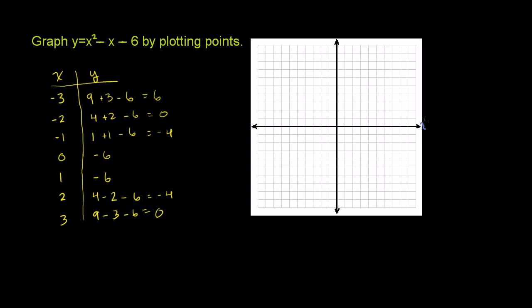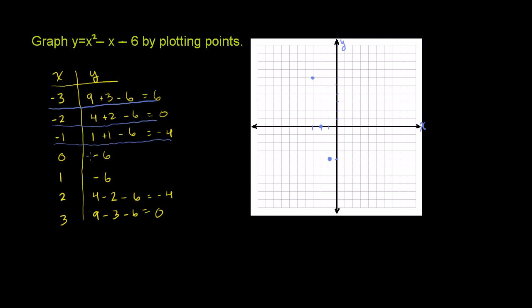So this is my x-axis right here. This is my y-axis. So -3 is -1, 2, 3, comma 6: 1, 2, 3, 4, 5, 6. So it will be right over there. That's this point over here. Then the next one is -2 comma 0. So -2, and then we don't move up in the y direction at all. Then we have -1 comma -4. -1, 1, 2, 3, 4, -4 is right over there.